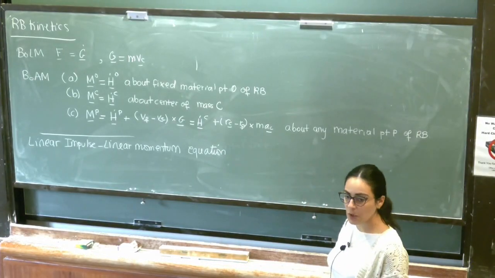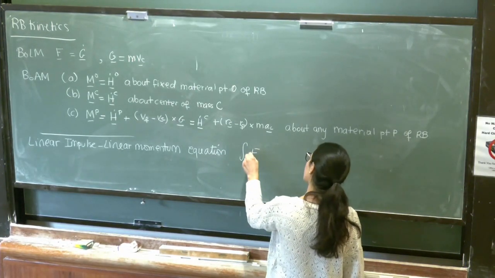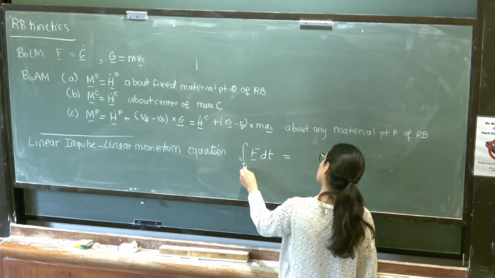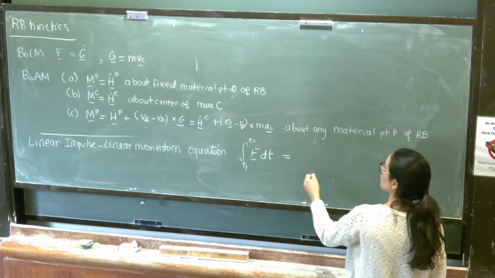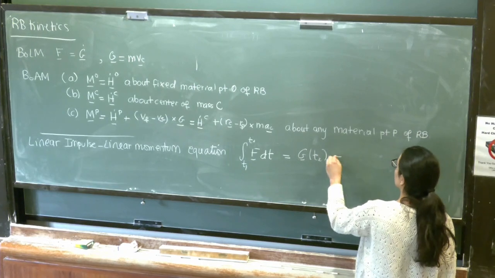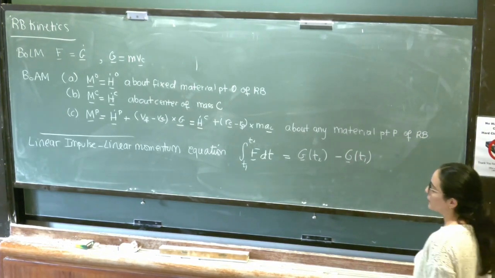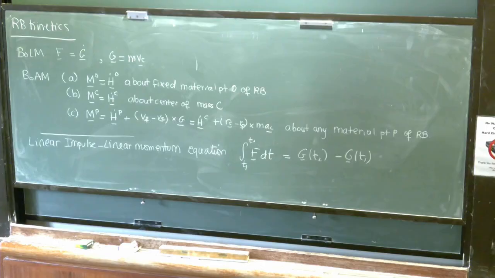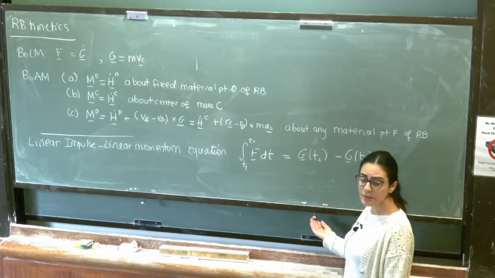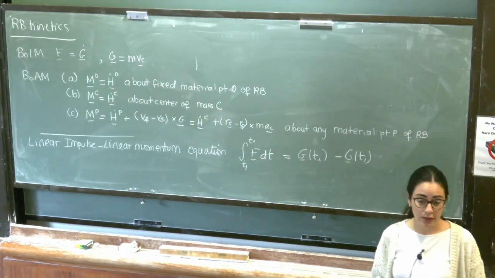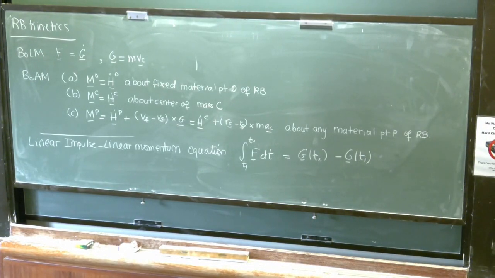The linear impulse, linear momentum equation, that's going to say that the integral of F dt from t1 to t2 is equal to G at t2 minus G at t1. That's the linear impulse, linear momentum equation for a rigid body. Same as for a particle or for a system of particles. That's the exact same form, except that for a rigid body, how is G calculated? How do we calculate the linear momentum of a rigid body? Exactly, it's the total mass times the velocity of the center of mass.